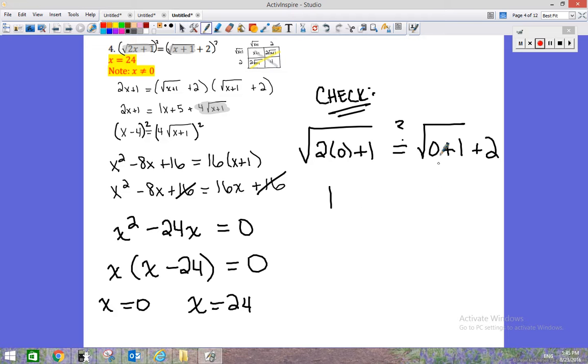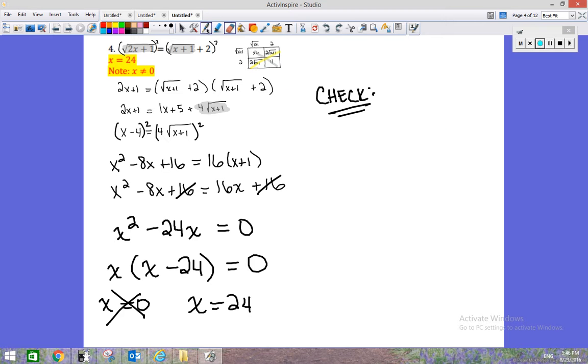And on the right hand side, 0 plus 1 is 1, the square root of 1 is 1, and 1 plus 2 is 3. 1 is not equal to 3, so this 0 is extraneous. I don't know why I just didn't say extraneous. I don't know why I said x is not equal to 0, but it's not in the solution set. Alright, let's check the 24 and see if it is.